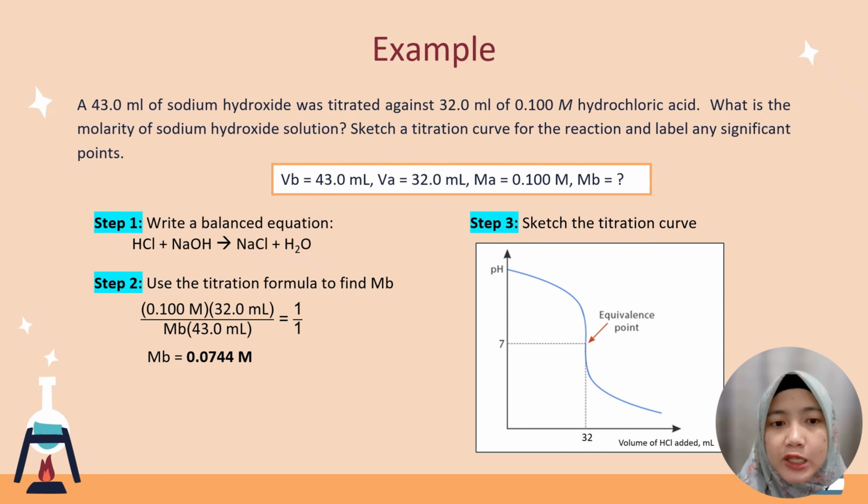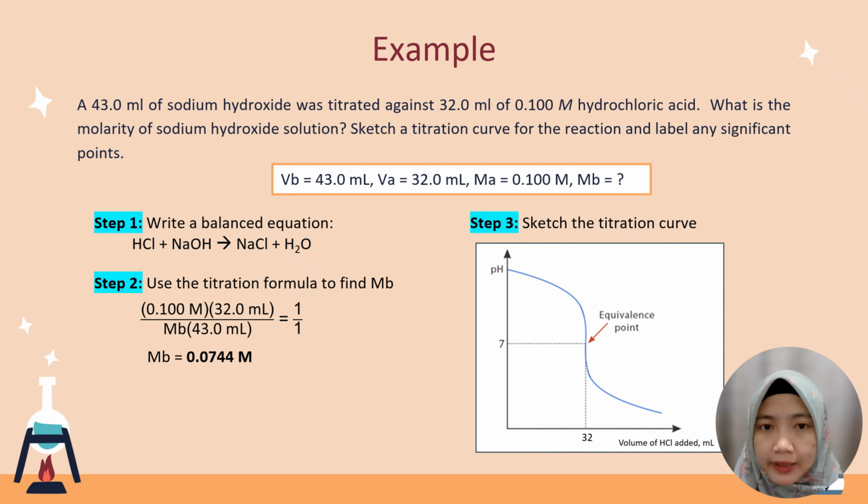The second step is to use the titration formula to find the molarity of sodium hydroxide. You just substitute into the formula. The coefficient ratio would be 1/1, and the molarity of the basic solution is 0.0744 molar. The next step, you need to sketch the titration curve.